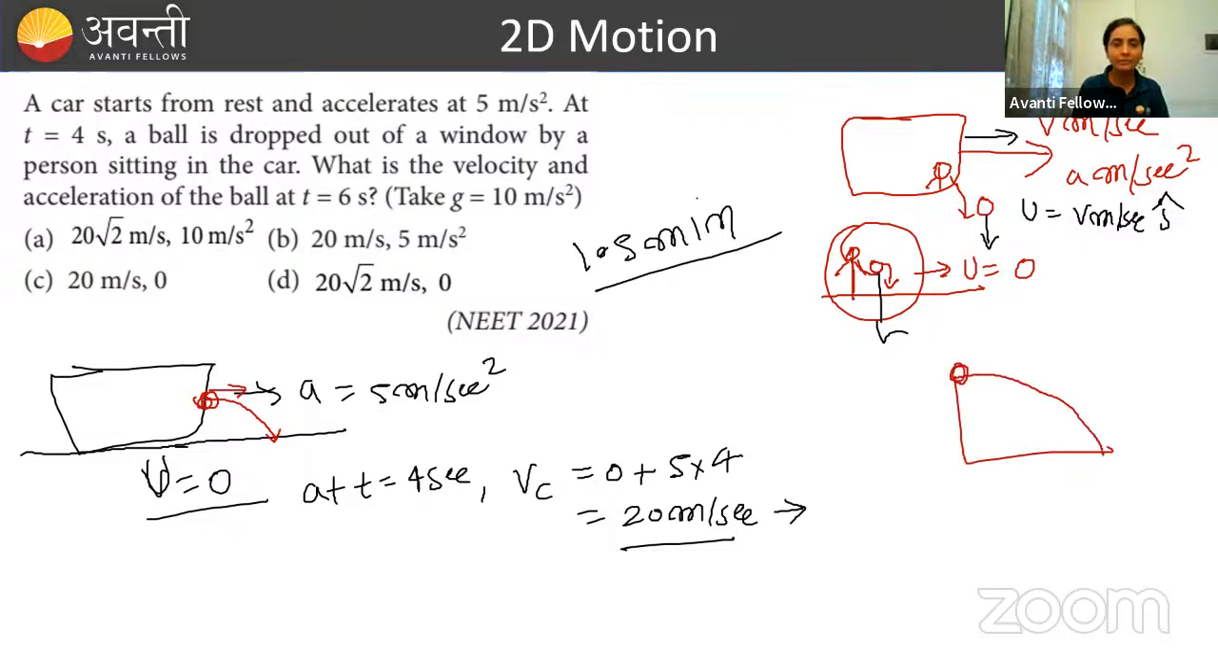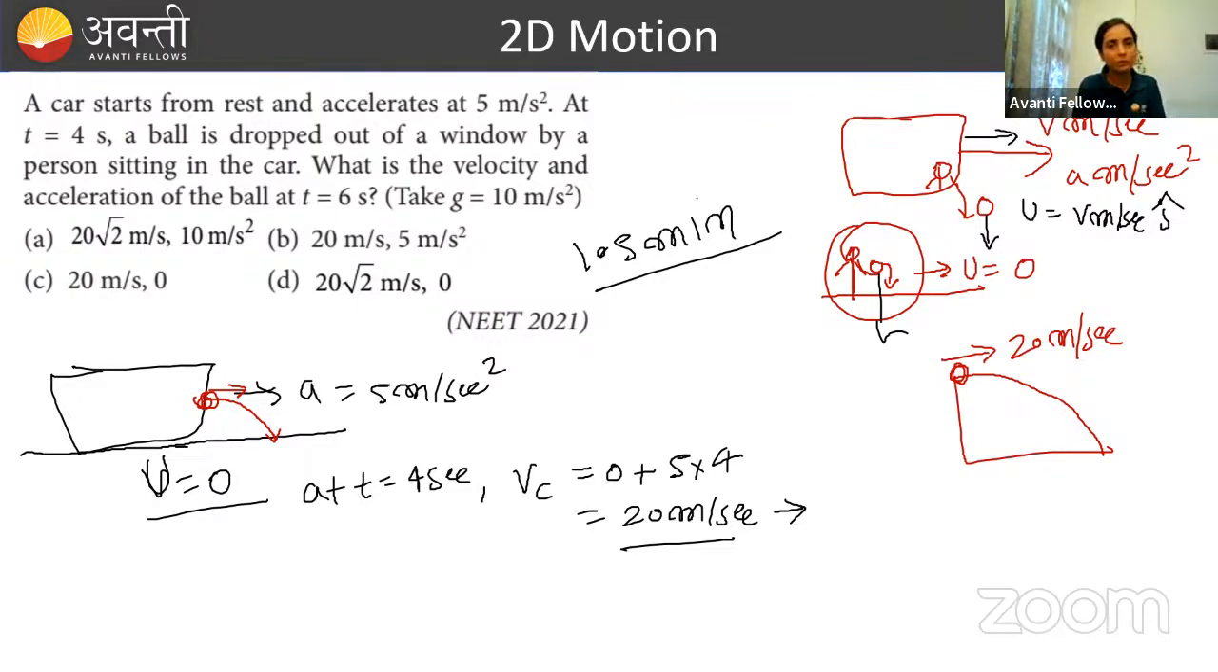Ball here, just the moment it's coming out, its velocity is in this direction, 20 meter per second. And what will happen over time? Over time, it will come down. Under the effect of gravity, it will gain vertical velocity also. Its horizontal velocity will remain at 20 meter per second because there is no acceleration in x direction. Done. So this is the case.